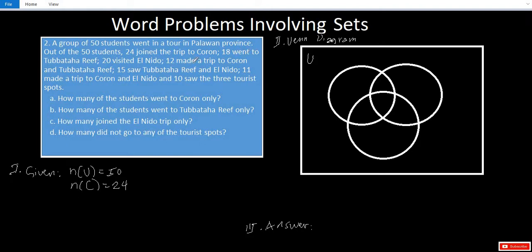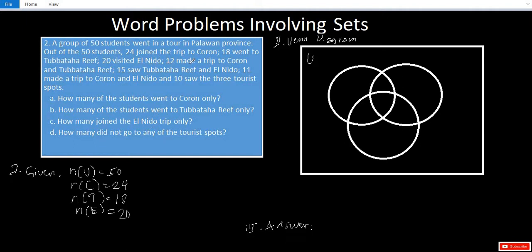Then 18 went to Tubataha Reef. So we have another set here, the set of students who went to Tubataha Reef. So n(T) equals 18. And then another given: 20 visited El Nido. So we have another set of students who went to El Nido. We have set A for El Nido. Then the cardinality of set A is equal to 20.